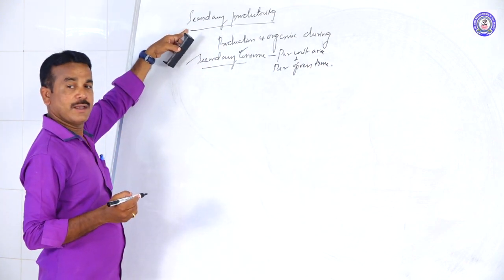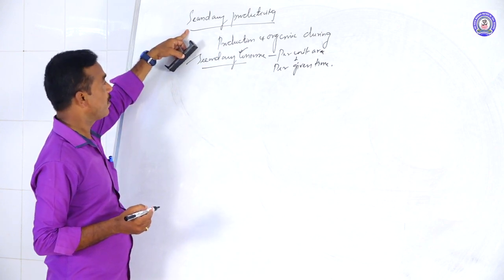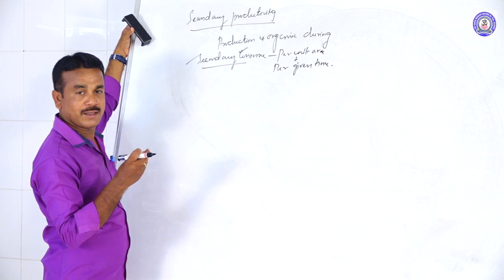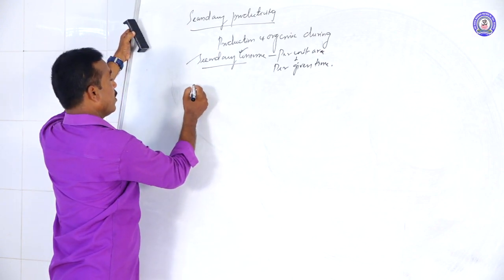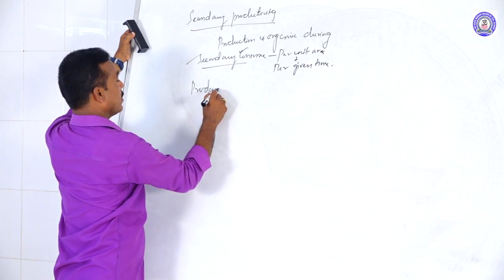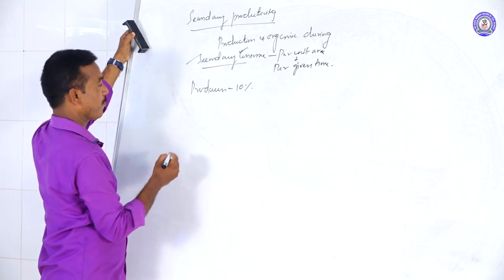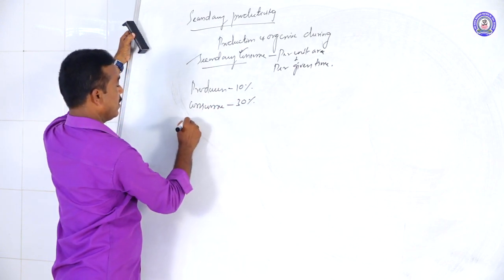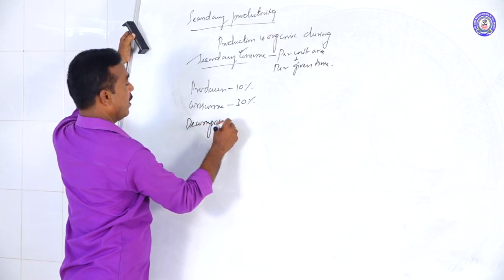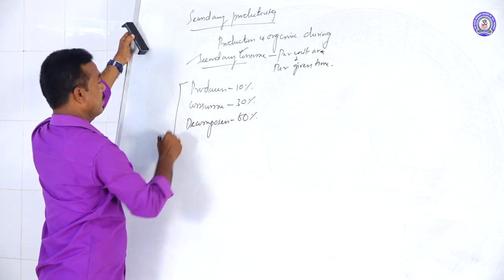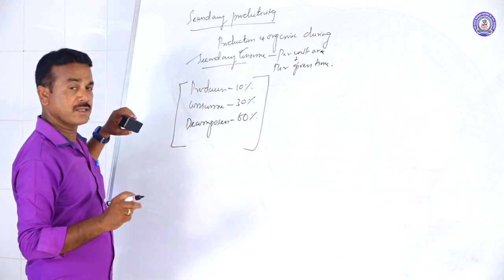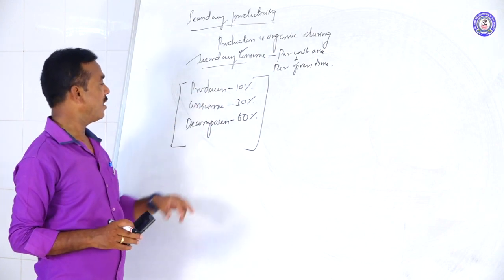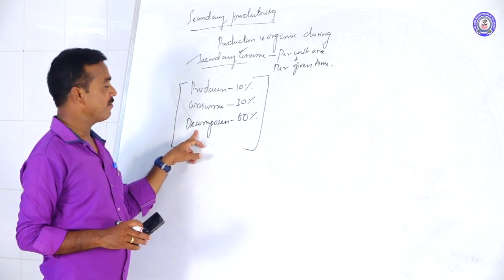During secondary productivity, some energy is lost through respiration. How much energy can be lost in different kinds of organisms? Producers lose 10% of energy, consumers lose 30%, and decomposers lose 60%. So the energy lost during respiration is: producers 10%, consumers 30%, decomposers 60%.